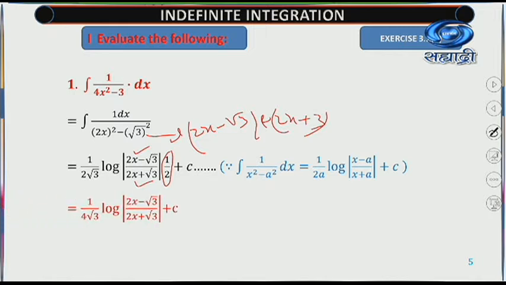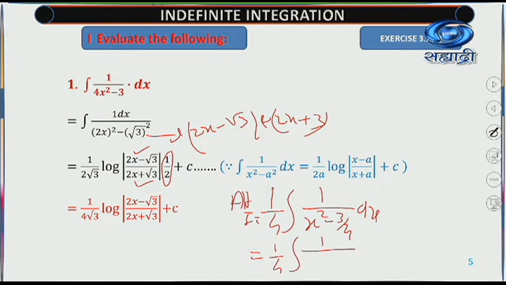If you simplify this, you will get 1 upon 4 root 3 log (2x minus root 3) upon (2x plus root 3) plus constant of integration. Here you are able to use an alternate method also. If you take 1 upon 4 common, it becomes 1 upon 4, integral 1 upon x square minus 3 upon 4 dx. Now this becomes x square minus (root 3 upon 2) square, dx. Again you are able to use your formula, and by that formula you will get your values.